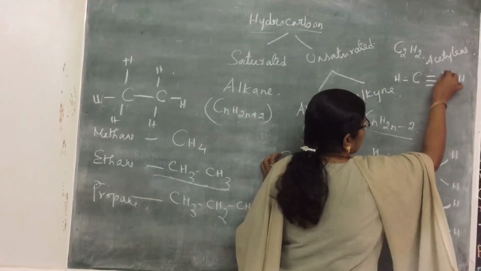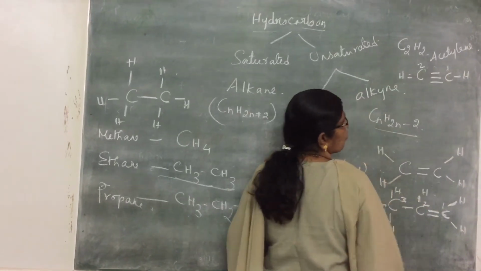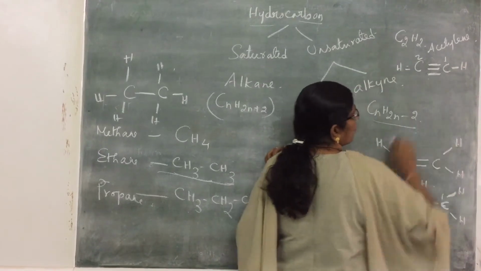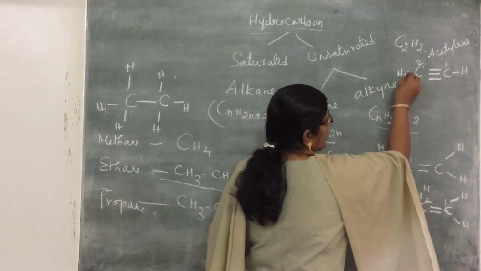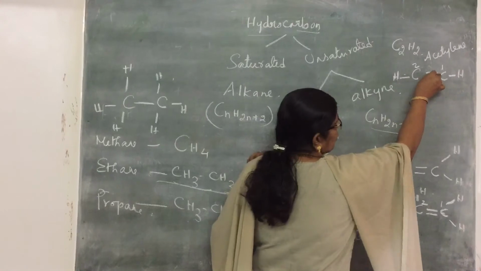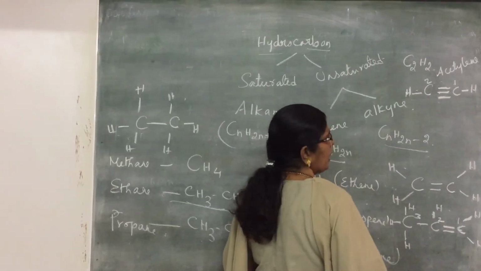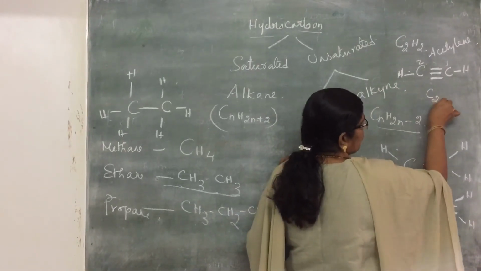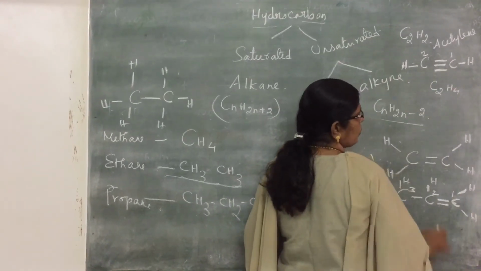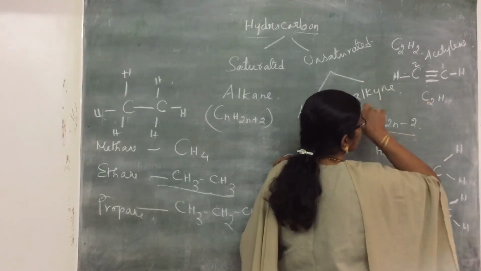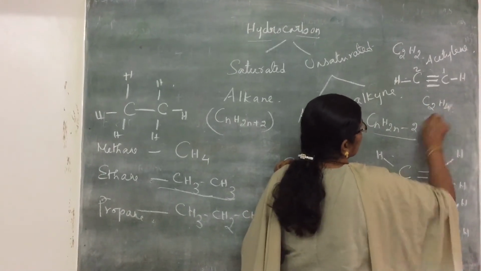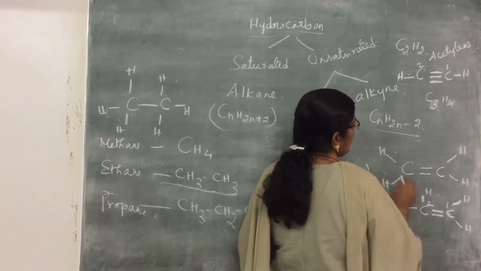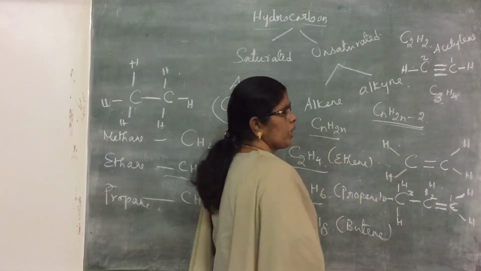Okay, and check the valency of each carbon. For the first carbon, 1, 2, 3 and 4: 4 valencies are there. For the second carbon, 1, 2, 3, 4 valencies are there. And the second member of the alkyne family is not C2H4, it is C3H4, because the general formula is CnH2n-2.